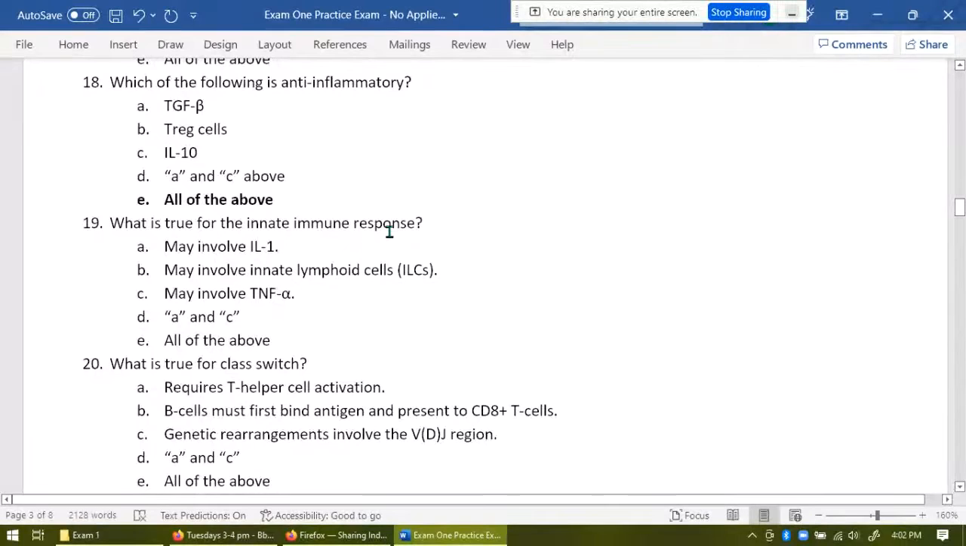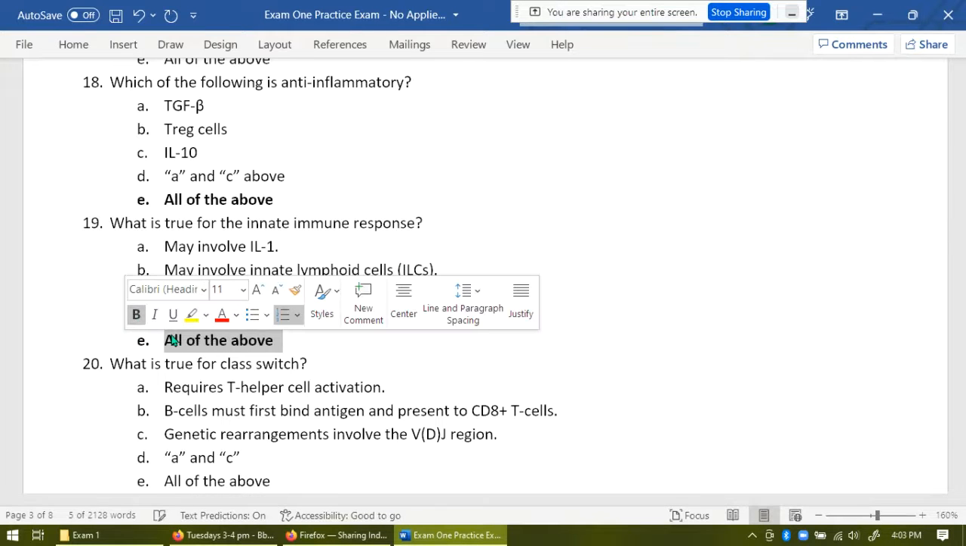Which is true for innate immunity? May involve IL-1, yes. May involve innate lymphoid cells, yes. And may involve tumor necrosis factor, yes. So this one's all of the above.